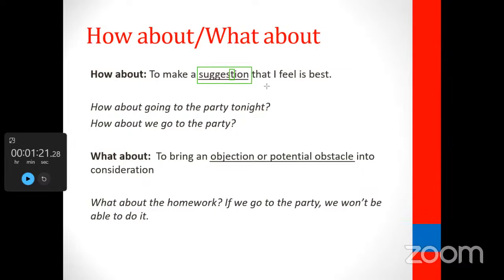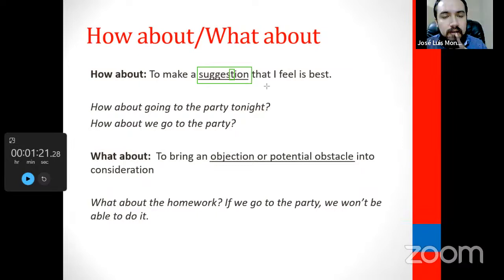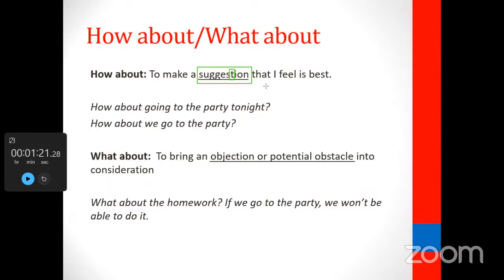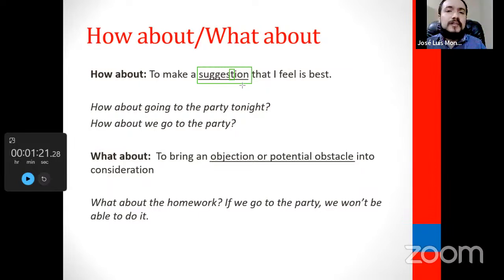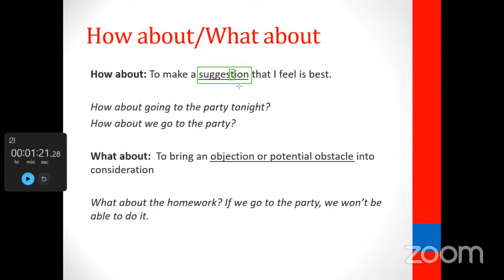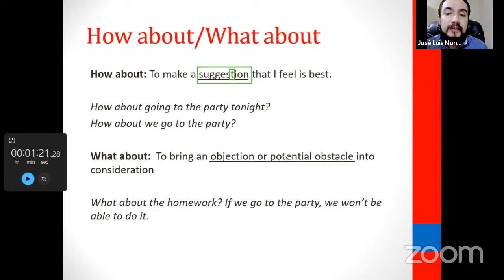Yes, good. I don't need to pronounce the T. Suggestion. Yes, you don't need to pronounce the T. The T here is going to become ch, suggestion. Exactly. The T, for example, here in potential, because this is in between this.